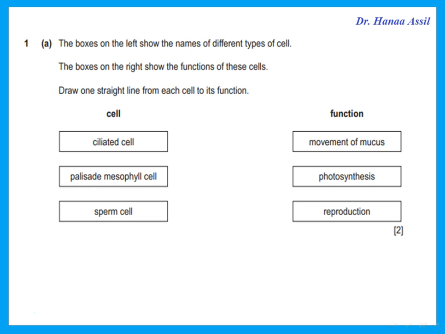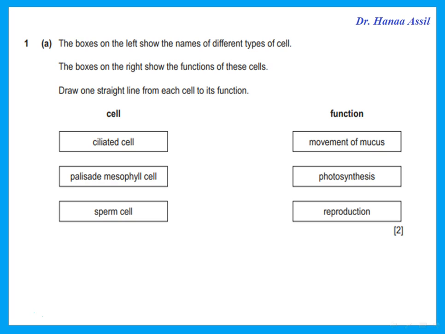So the first question here says the boxes on the left show the names of different types of cell. The boxes on the right show the functions of these cells. Draw one straight line from each cell to its function. So let's take a look.